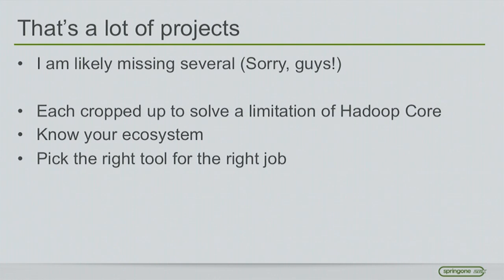It's fine. So each one of these kind of cropped up to solve a general limitation of Hadoop. How do I get data into this file system? Flume and Sqoop. How do we take away all this boilerplate Java code? Pig and Hive. How do I update my data in Hadoop? Can we have a common data format between all these pieces?